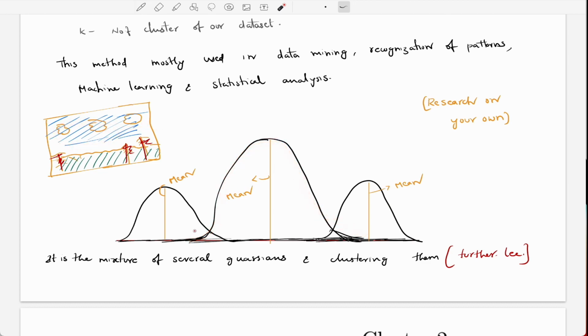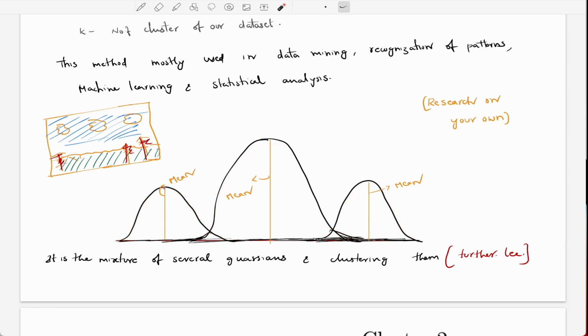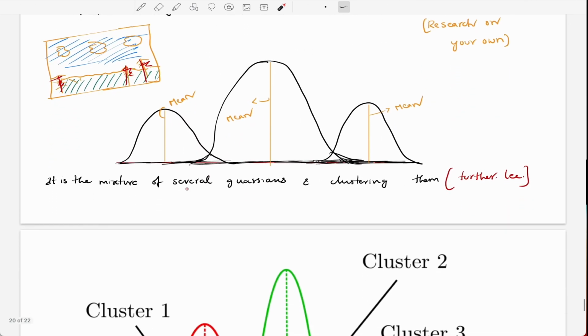I hope you understand. We're just clustering all these three in a Gaussian mixture. You're going to get further lectures on why we draw a mean over here, what this bell curve is, and how most of our data lies in this part only, etc. You'll get that in our probability and statistics lecture. Those videos are going to be great. As of now, it's just a mixture of several Gaussians and clustering them.